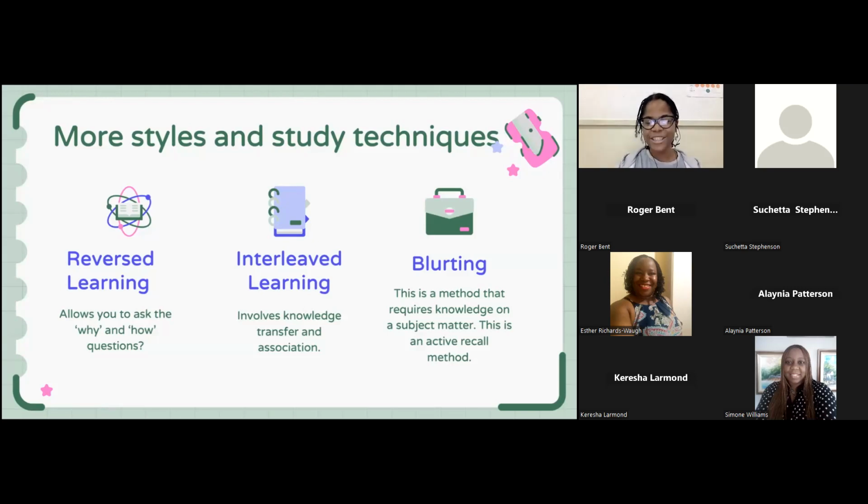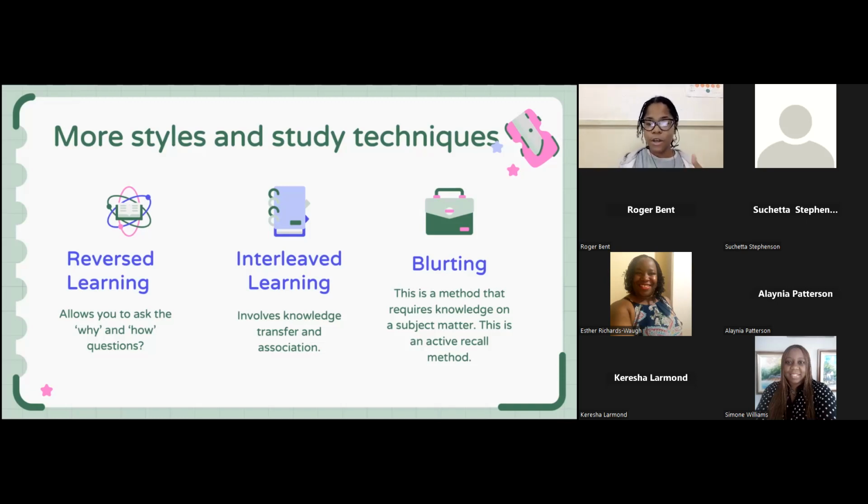Another method is interleaved learning. This was also brought up, but it wasn't called interleaved. It was something else. But this involves knowledge transfer and association, or you link one concept to the other. So what I like to do in second year, I studied some rhetorical theory in the Department of Language, Linguistics, and Philosophy. And I took the information that I learned in second year and brought it to third year. So now in my Art of Public Speaking course, I can write speeches on the information that I would have learned in second year.